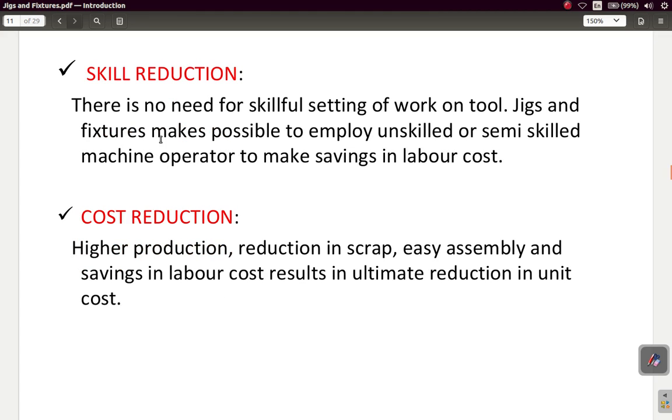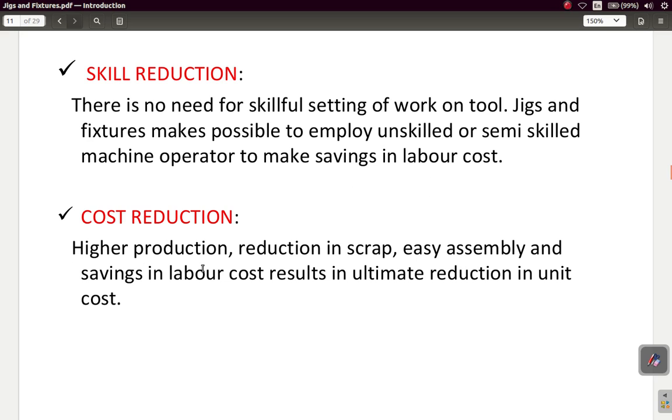Skill reduction. There is no need for skillful setting of work on the tool. It's another advantage of jigs and fixtures. Jigs and fixtures make it possible to employ unskilled and semi-skilled machine operators to make savings in labor cost.